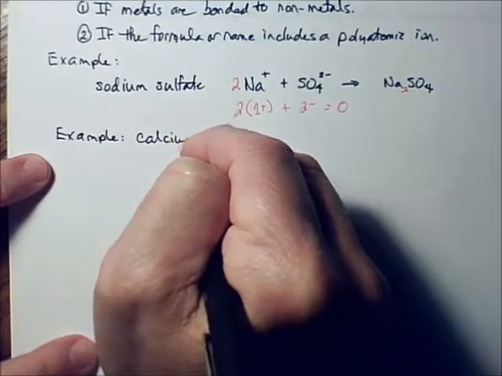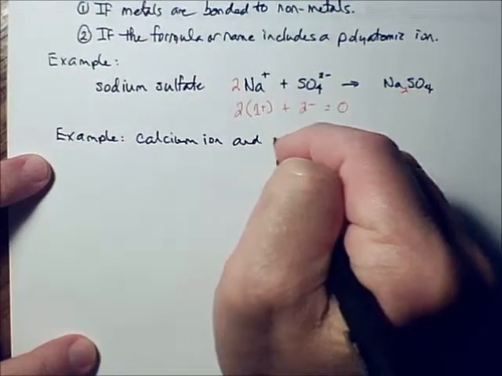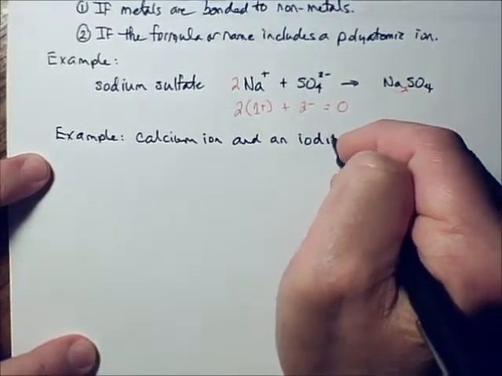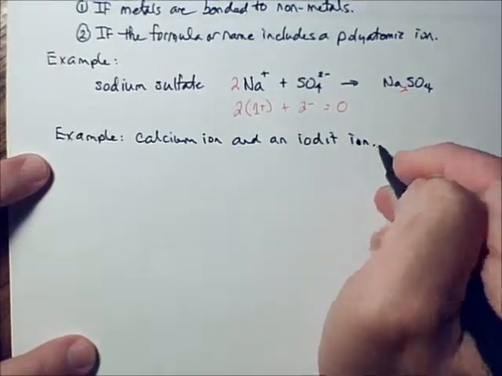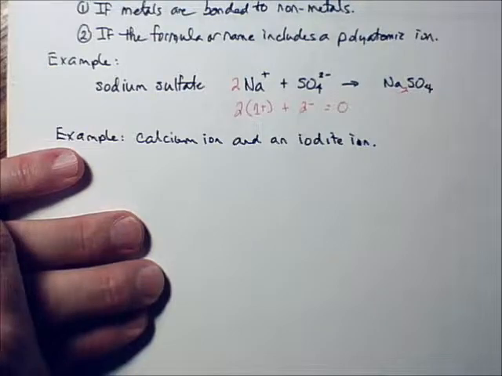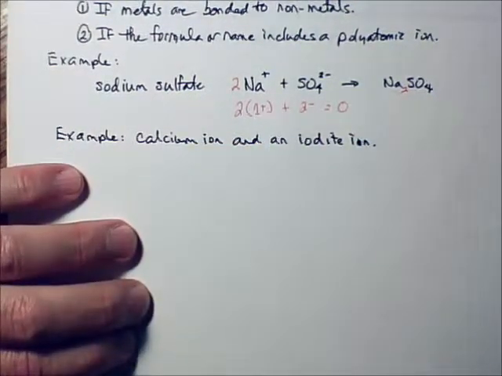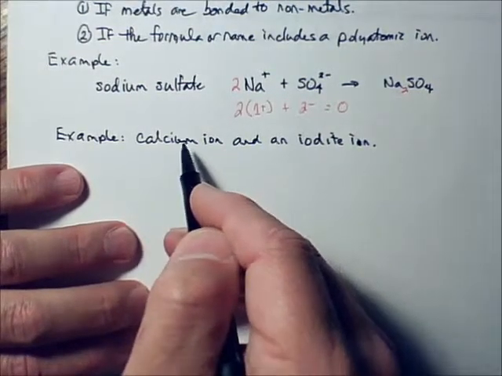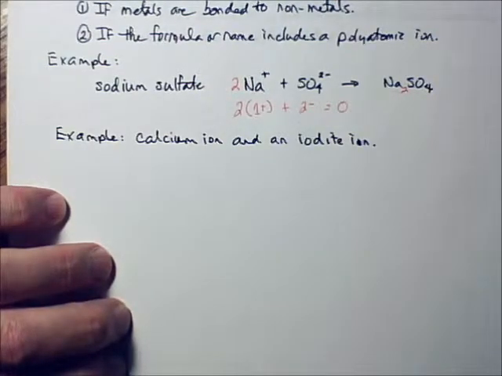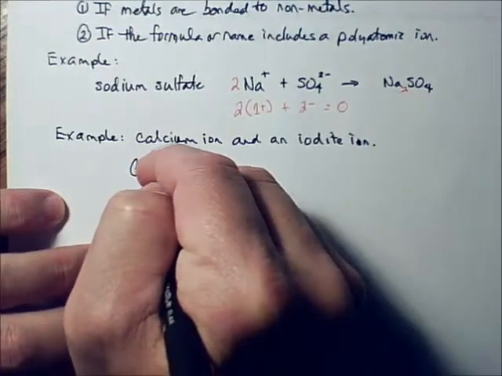We're going to put together a calcium ion and an iodite ion. Okay? So remember, if there's an ITE ending, it's a polyatomic ion. If there's an ATE ending, it's a polyatomic ion. Okay? So let's find calcium first on the periodic table with oxidation numbers. That's a metal. 2+.